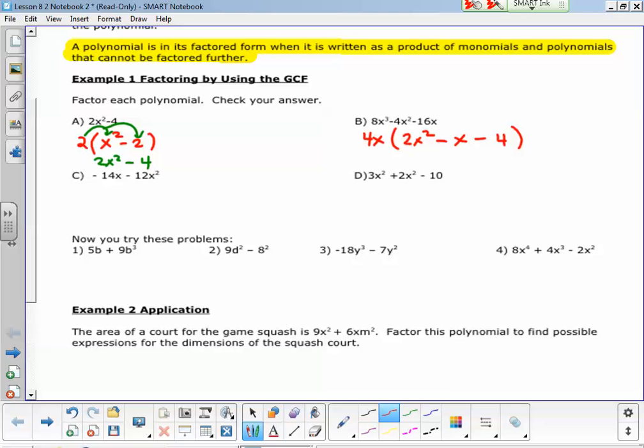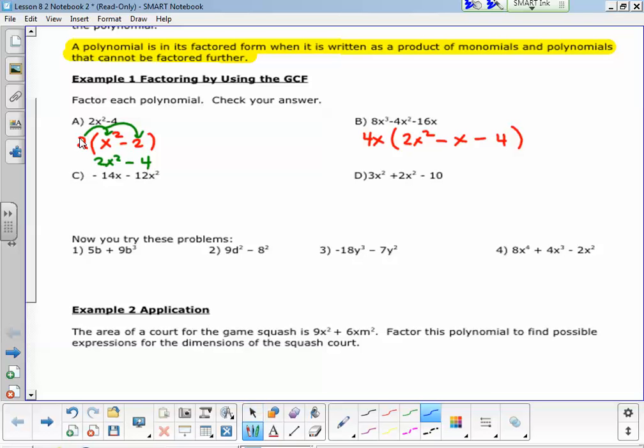Which is going to leave me with 7, or I'm sorry, just 7, minus 6x. So negative 2x on the outside. And so when I use my distributive property, negative 2x times 7 is negative 14x. Negative 2x times a positive 6x would give me negative 12x squared.